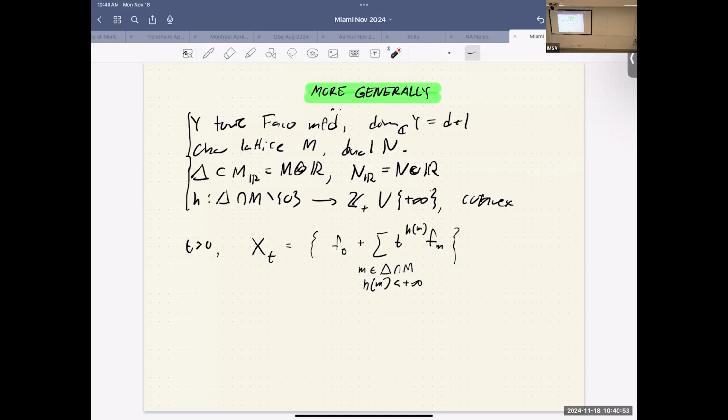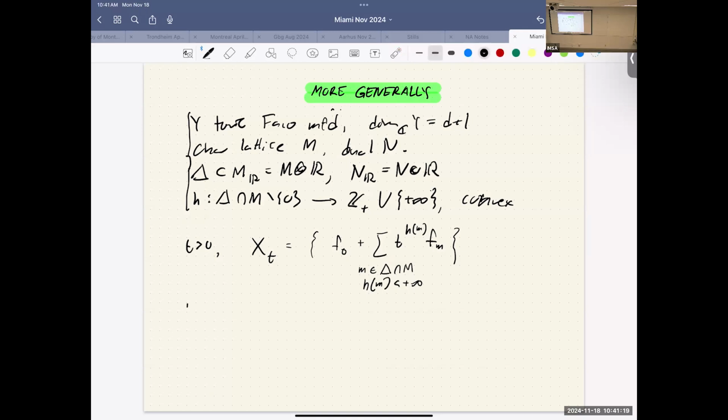Then this data gives me a family of hypersurfaces in the toric Fano manifold, anticanonical hypersurfaces. You see here how my H somehow encodes some kind of degeneration of these.